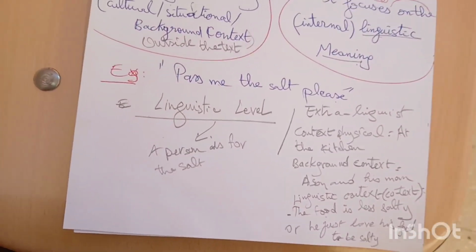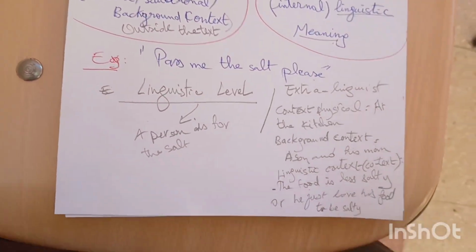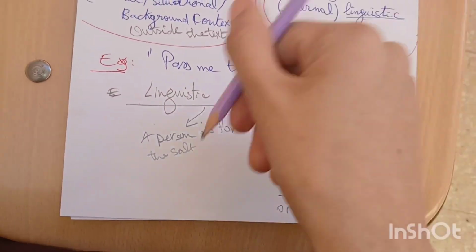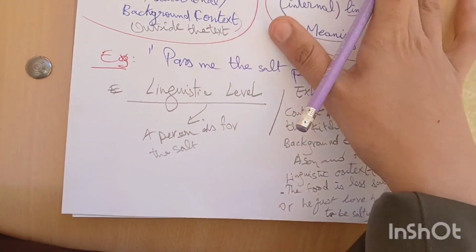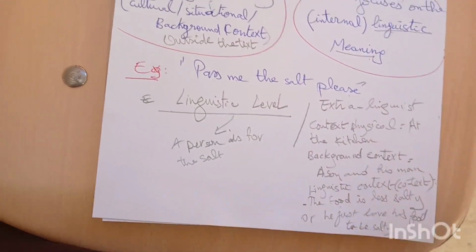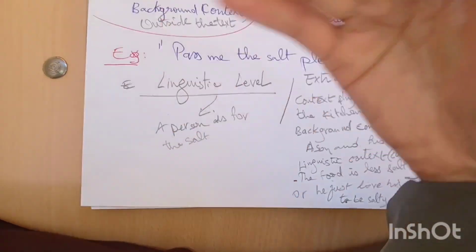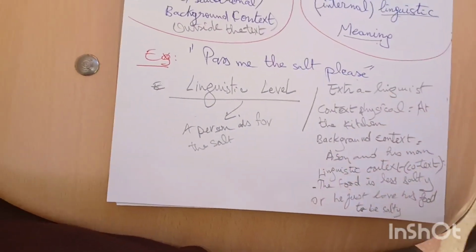So this is it. We'll see you in the second part of the video, talking about reference and its types, and the co-textual context and its types.